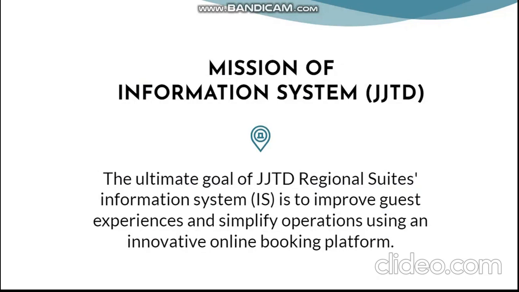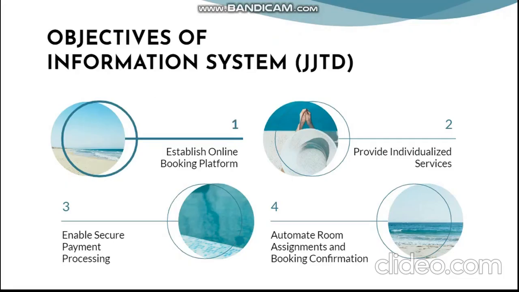The ultimate goal of JJTD's Regional Suites Information System is to improve our guest experiences and simplify operations using an innovative online booking platform. Objectives of the IS of JJTD. The information system will assist in establishing an online booking platform where guests would be allowed to make room reservations remotely, therefore broadening the customer base and improving convenience for tourists and foreign guests.